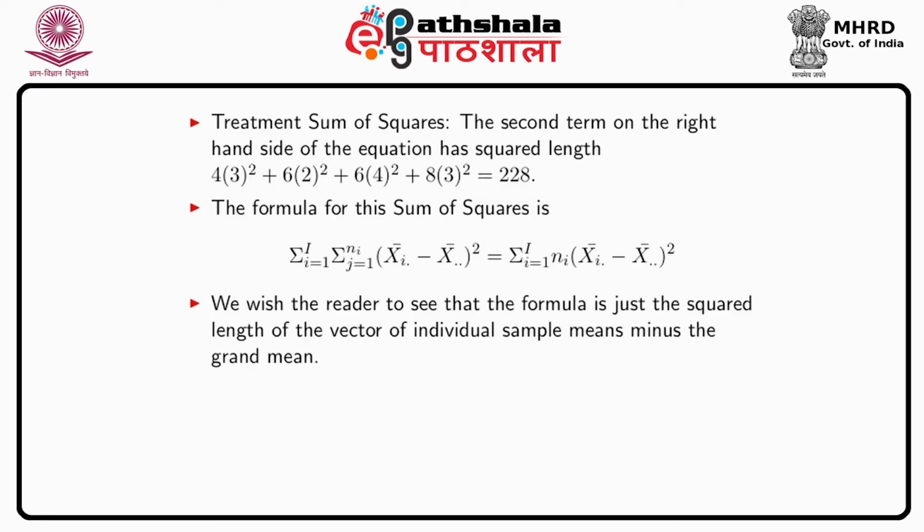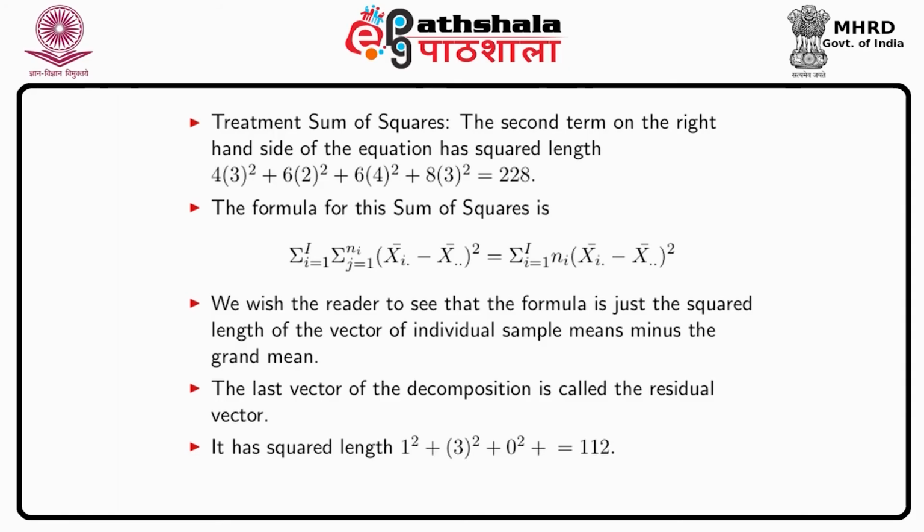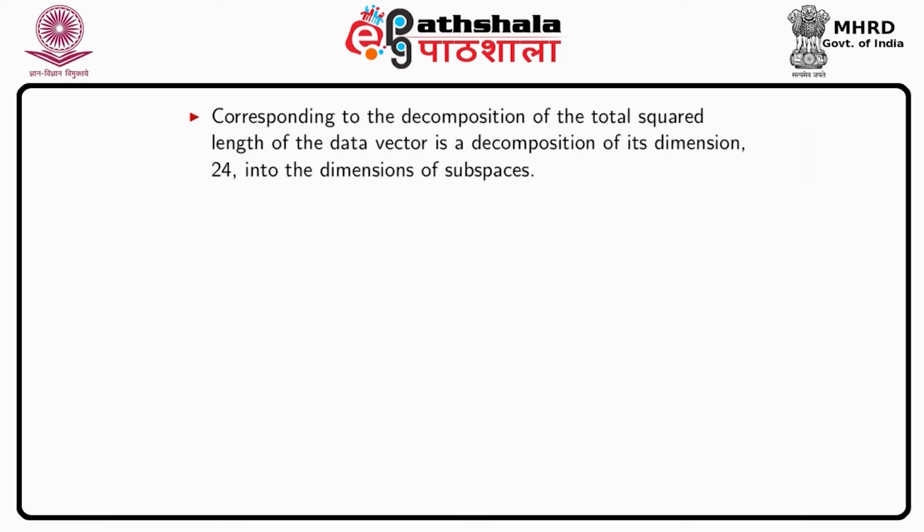But what we want you to see is that the formula is just the squared length of the vector of individual sample means minus the grand mean, which is X bar. The last vector of the decomposition is called the residual vector, and it has a squared length given by 1 square plus negative 3 square and so on, and it adds up to 112. So corresponding to the decomposition of the total squared length of the data vector is the decomposition of its dimension as well. We have 24, which is the dimension of the space, which is further divided into the different subspaces for the sums of squares.